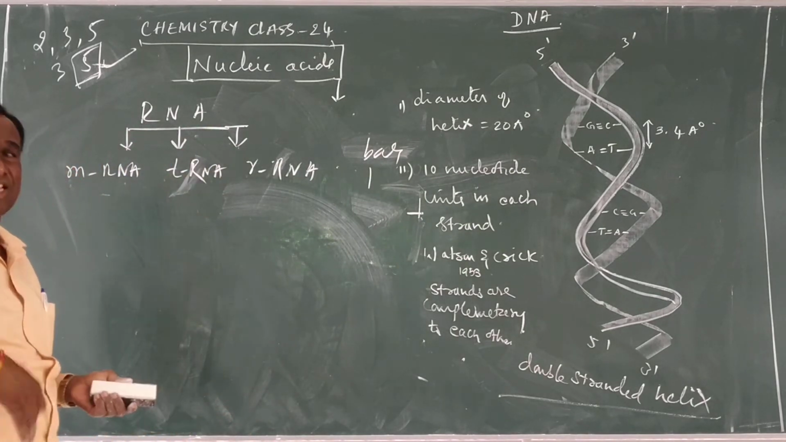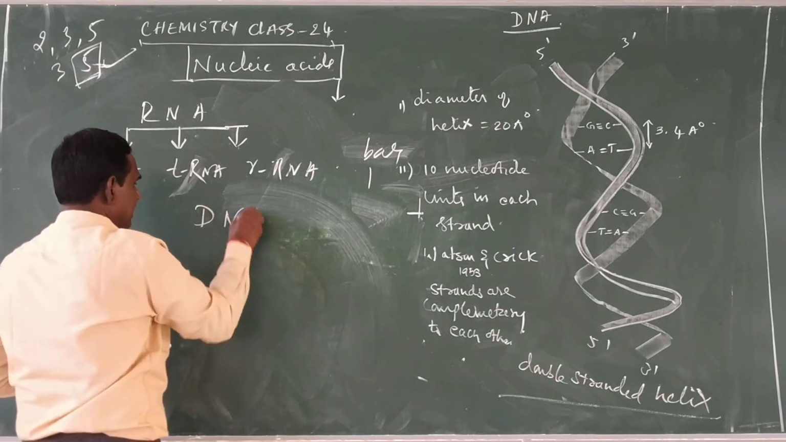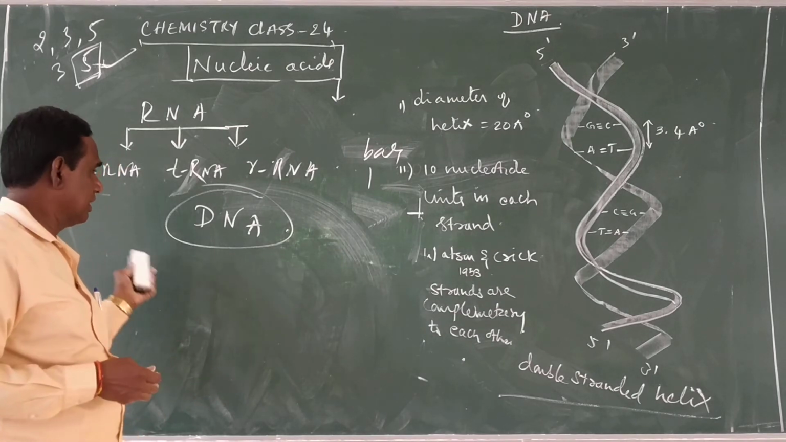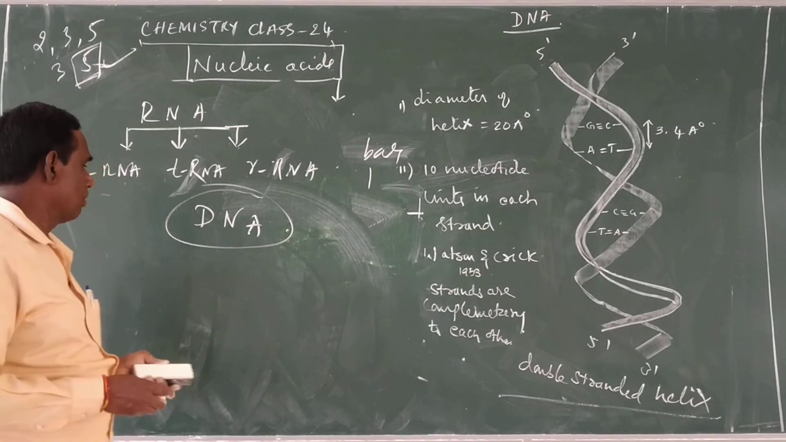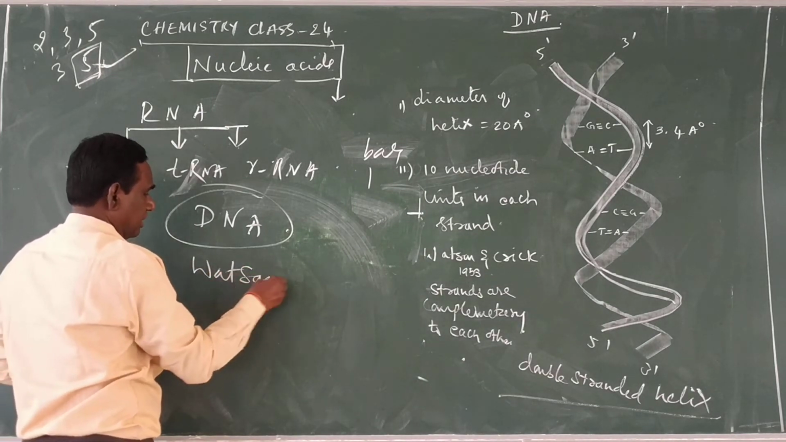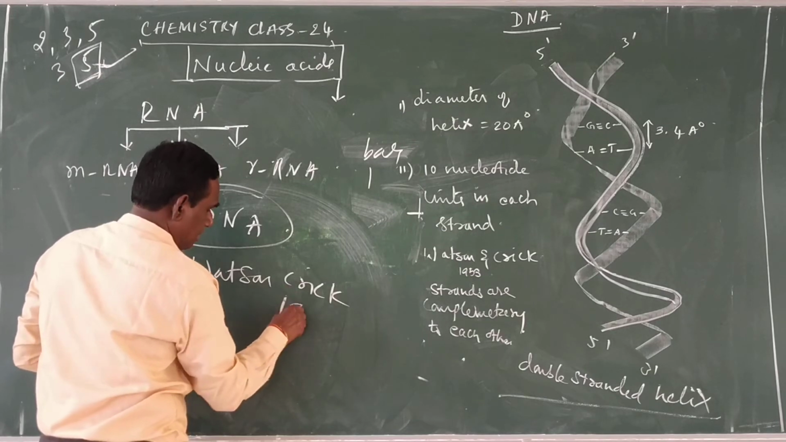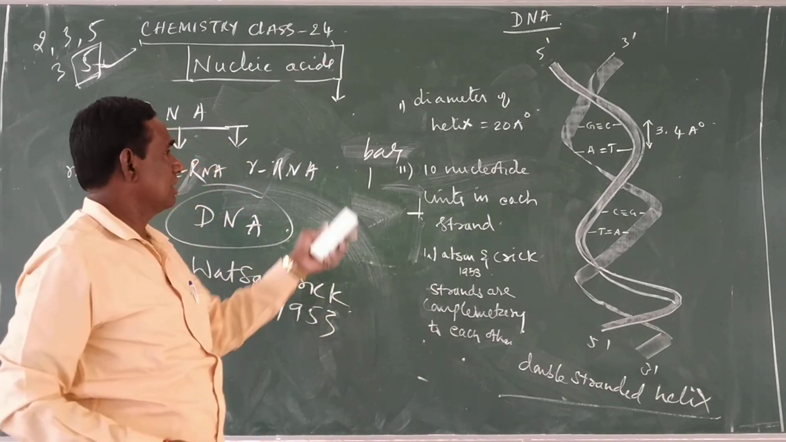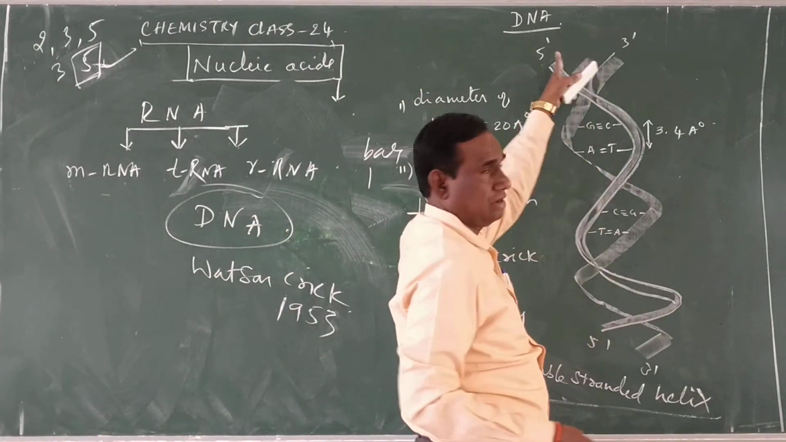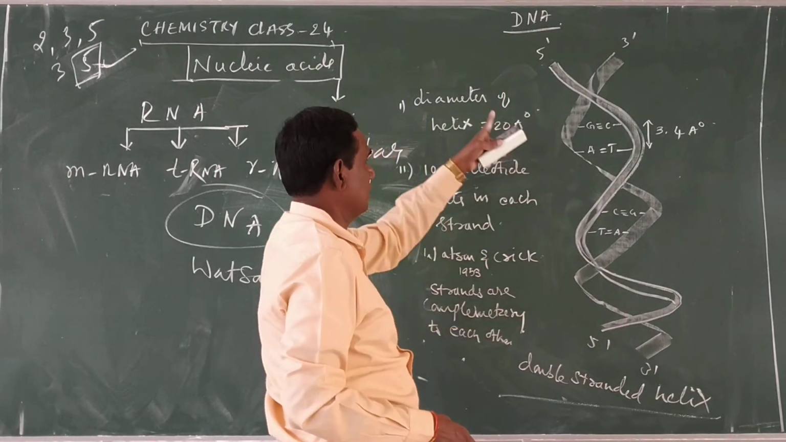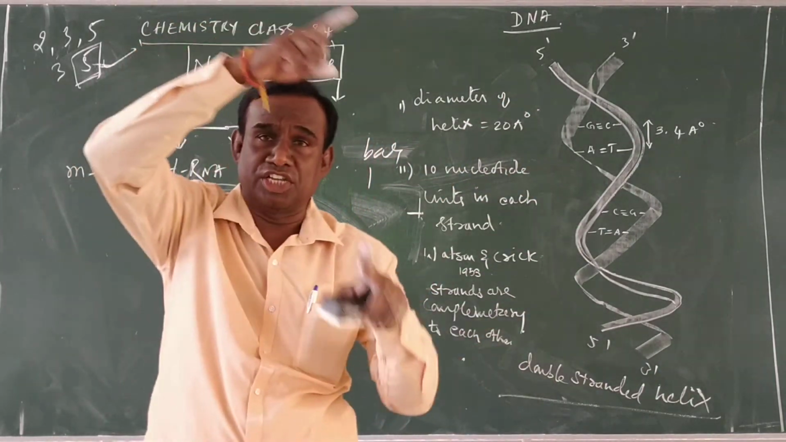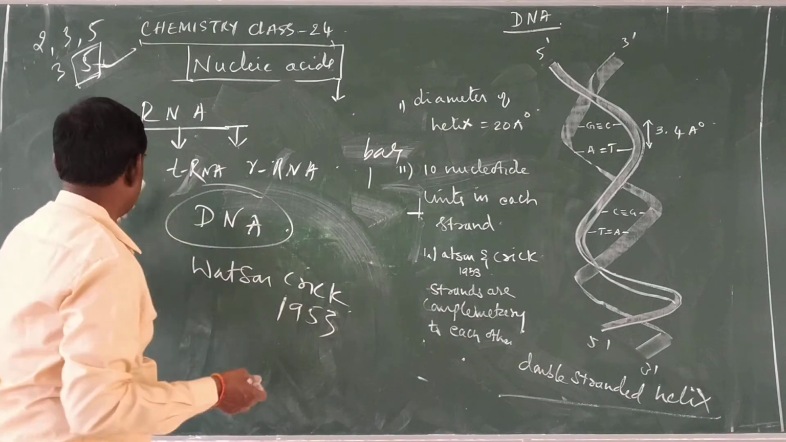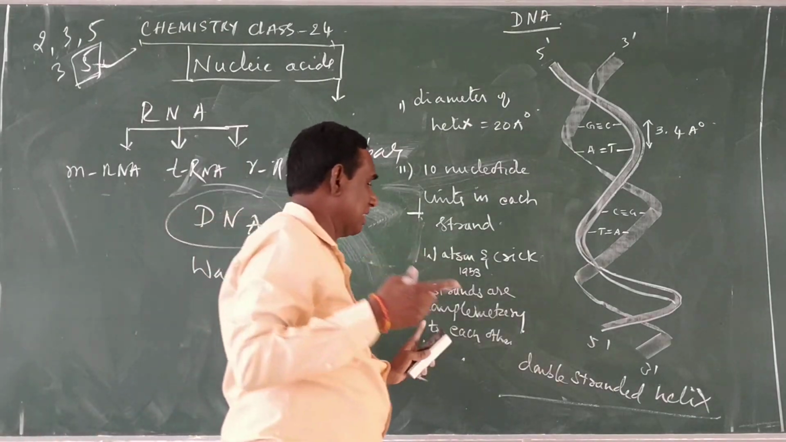So coming to the DNA structure. DNA, that is deoxyribonucleic acid, the DNA structure was proposed by Watson and Crick in 1953 actually. And the DNA structure is written here already. So DNA structure consists of two polynucleotide chains held together with each other. Therefore it is called a double stranded helix. RNA is a single stranded helix, but DNA is a double stranded helix.